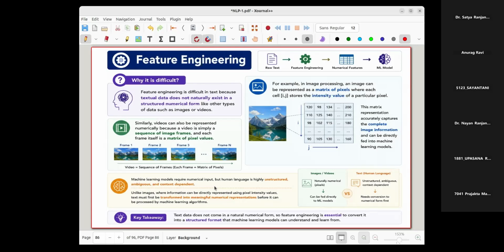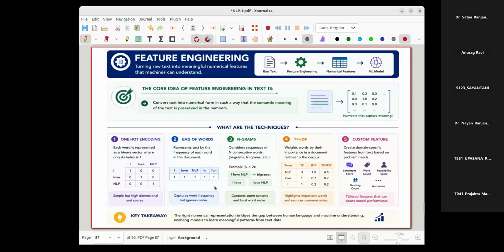Okay, so that's called feature engineering. And so what is the idea? Here the idea is turning raw text into meaningful numerical features that a machine can understand. The core idea of feature engineering is not that you take a text and just convert it to any number. You have to convert it into a numerical form in such a way that the semantic meaning of the text is preserved in the number.